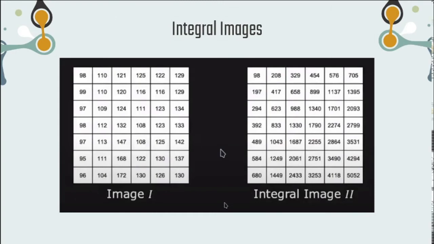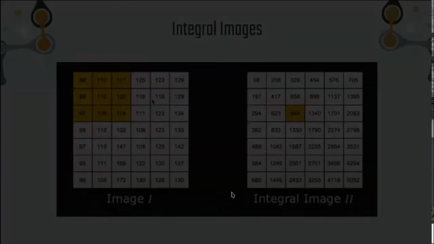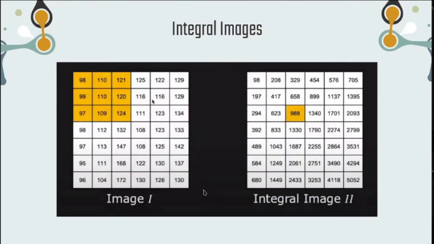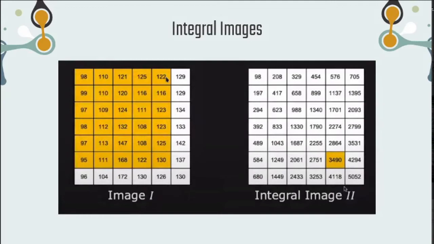Let us see an example to understand how the integral image helps in faster computation. Here is an image I and we have computed its integral image. The integral image is, as discussed before, a sum. The value of the integral image is nothing but the summation of all pixel values up to the point, including it. So if we add up all the values in this given region, we get 988, and similarly if we add up all the pixel values in this given region, we get 3490.